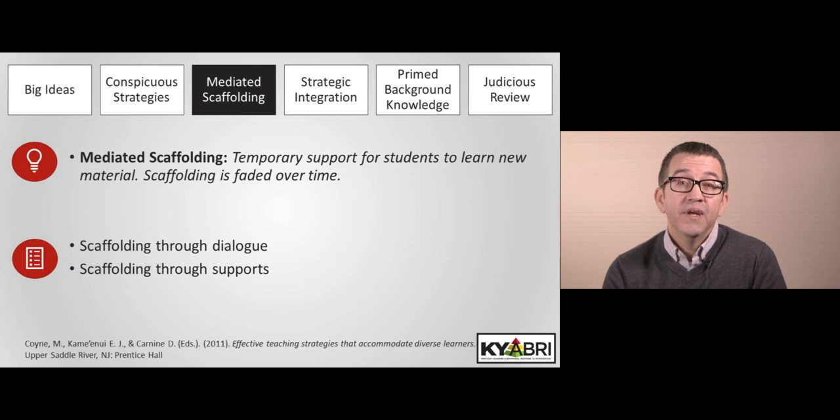The third principle, mediated scaffolding, involves providing temporary support while students are learning new material and then fading this over time. Scaffolded supports can be provided through a variety of means, including dialogue and materials. Scaffolding through dialogue includes modeling a procedure, concept, or task, or providing hints or questions throughout a task. Scaffolding through materials involves the use of visual prompts or cues to help the student perform the task. These include cue cards, anchor charts, checklists, or visual models of completed tasks. Just as with scaffolding through dialogue, these prompts and cues should be gradually faded as the student becomes more confident and competent in performing the task.